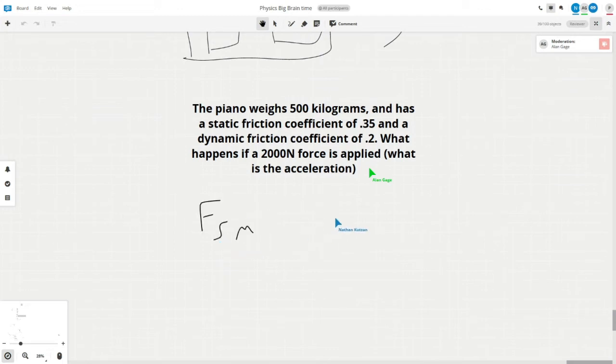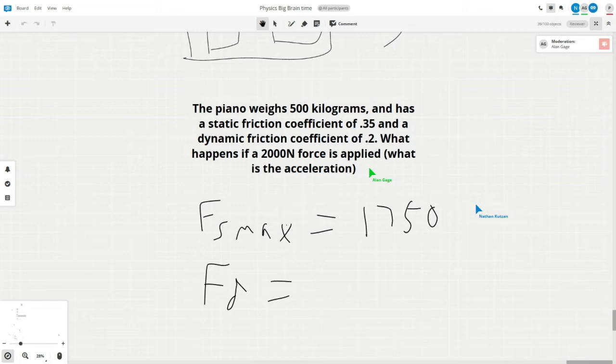So it'll just be 500 times 10, and then times 0.2. What was the force for static max again? Not the coefficient, just the force. It was 1,750. Yeah, and then the dynamic friction force is 1,000 newtons. So then our net force would be 1,000 newtons as well.